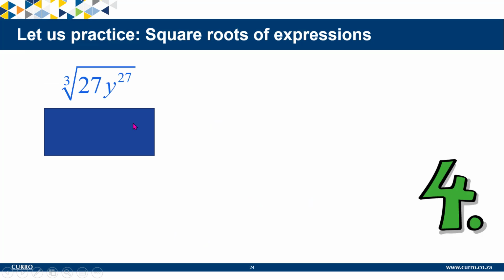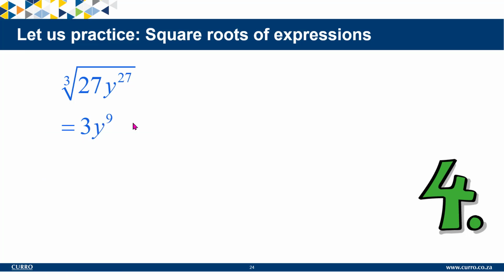Let's try this one. If you think this is 9y to the power of 9, you're wrong. If you think it's 3y to the power of 3, you're wrong. So what is it? Very good. The cube root of 27 is 3 because what times what times what gives me 27? 3. The cube root of y to the power of 27 is y to the power of 9. The easy way to get it is to divide the 27 into 3 equal groups. And that gives us 9.